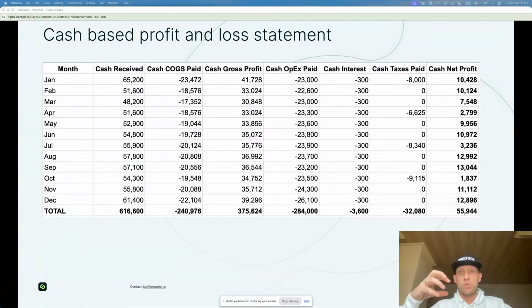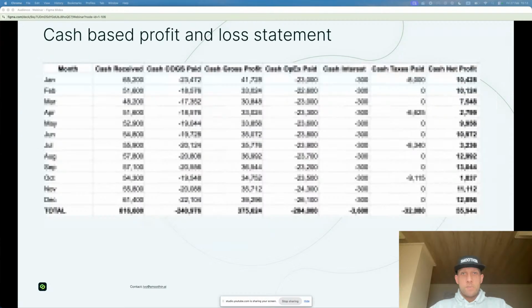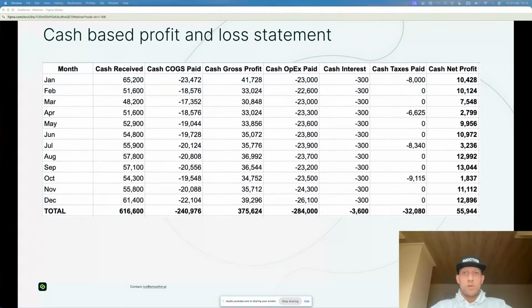So this is something that would look more like real life. As you can see here, the amounts are different. The total is different. The COGS are the same level. If we go back, that was 240,000. It's 240,000 here. Similarly, the OPEXs are the same amount as they were here. But you start running into fluctuations of cash because of the timing of payments.